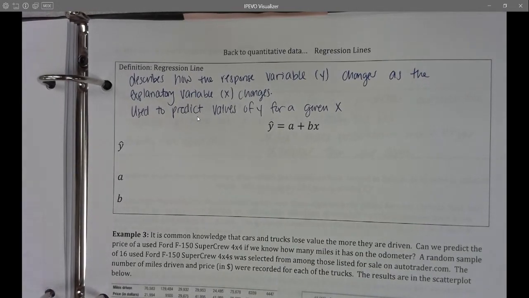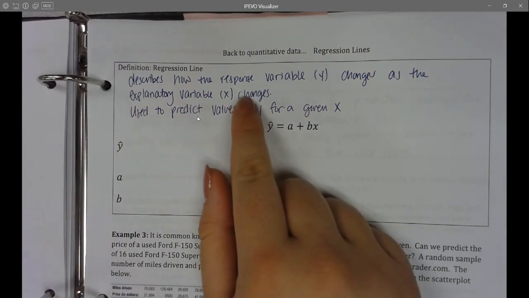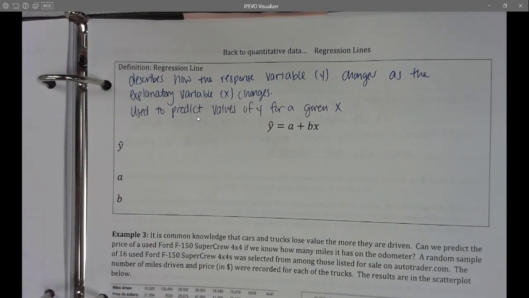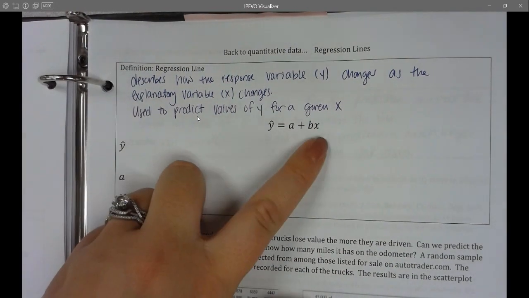We're going to talk specifically about regression lines. Okay? So a regression line describes how the response variable, which is y, changes as the explanatory variable x changes. So x is our independent variable, y is our dependent variable. As the explanatory variable, the independent variable changes, how does the response change in turn? Okay, so we're going to use this regression line to predict values of y for a given x.